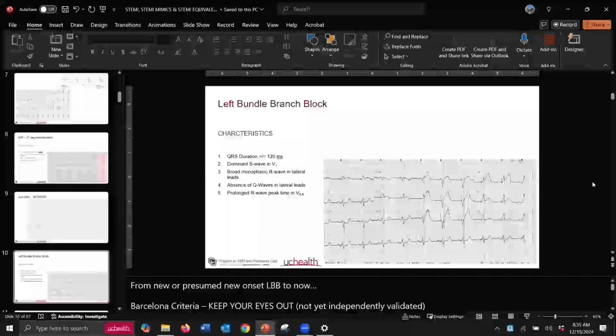Okay. So dominant S wave in V1, the old turn signal theory, right? If you're driving your car, to determine right versus left bundle branch block, you turn on your left turn signal, you push it down, that's left. If you push it up, that's right. That's kind of the same analogy as V1. If it's downward deflected, it's a left bundle branch block. If it's upward deflected, it's a right bundle branch block. We'll get into the meat and potatoes of that here in a little bit.